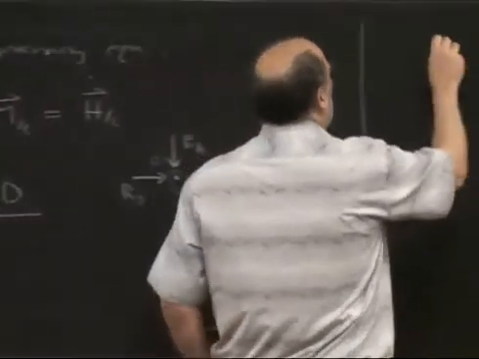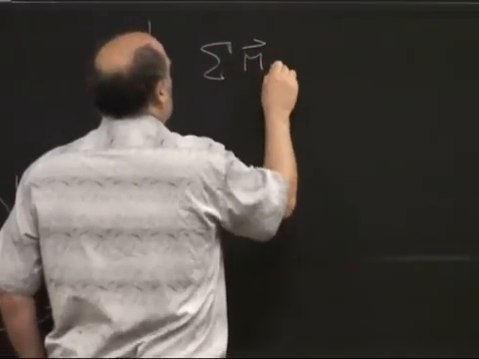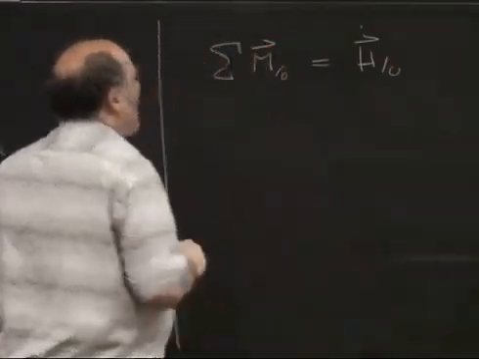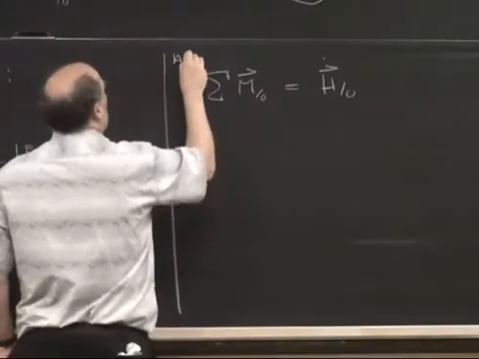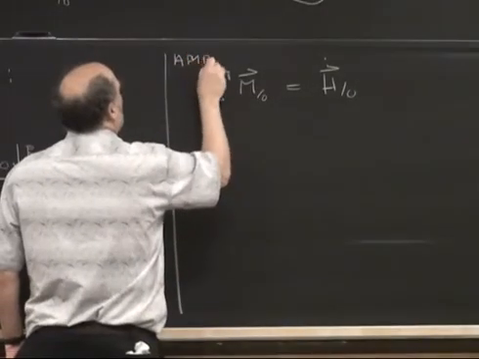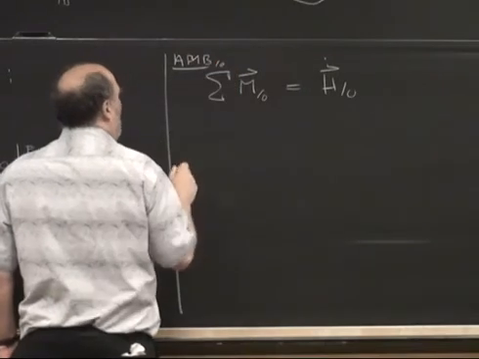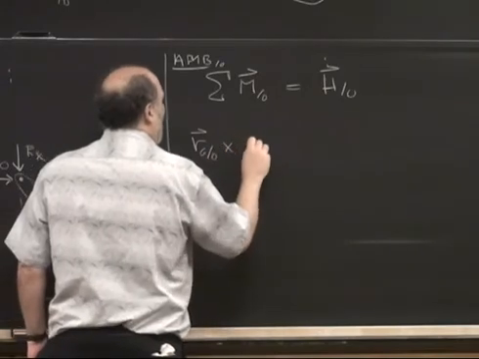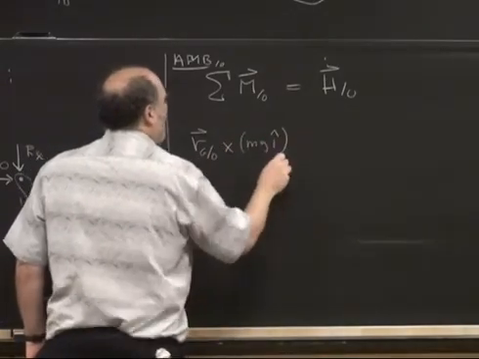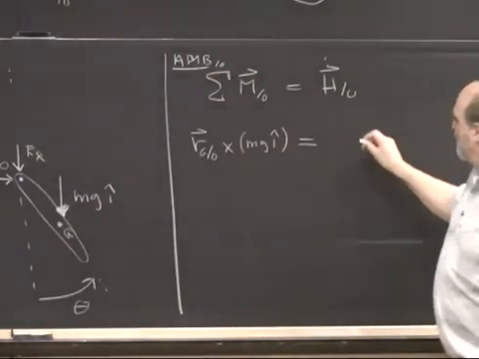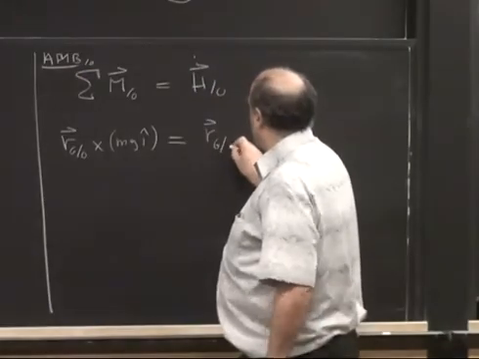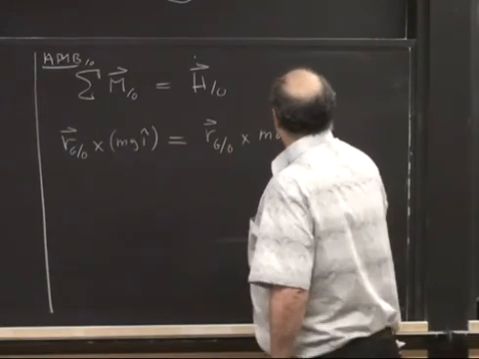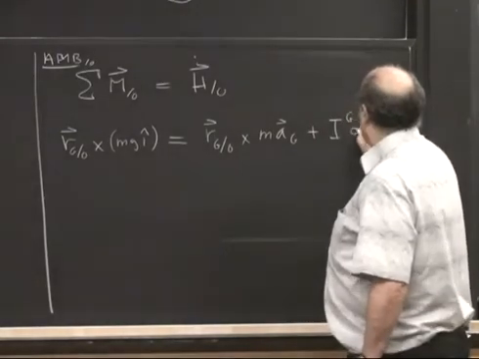So if we take sum of moments about O and set that equal to h dot with respect to O, that's a good equation. So this is angular momentum balance, M_O equals h dot with respect to O. What are the sum of moments with respect to O? It's the position of G with respect to O crossed with mg i. And then on the right-hand side, what do we get? We get the position of G with respect to O crossed with the mass times the acceleration of G plus I_G alpha k.